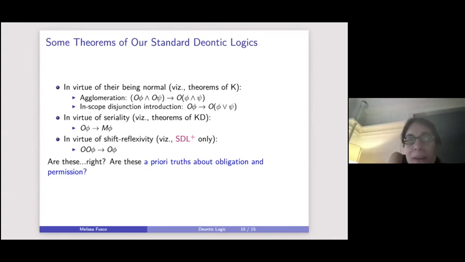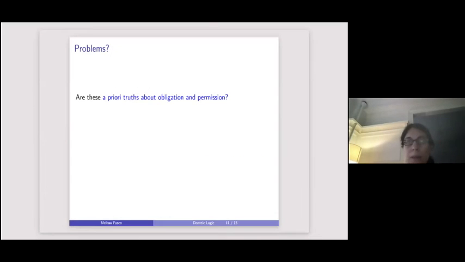So we have all of these theorems, and then we should ask, are they right? This is just the standard view, but the standard view should be interrogated according to various intuitions that we might have. A way of asking this question is to say, are these right? Well, of course, they're right in terms of the models that we've defined, but are these really a priori truths about obligation and permission? That's the question that we're asking ourselves, if this is the correct logic of permission and obligation.